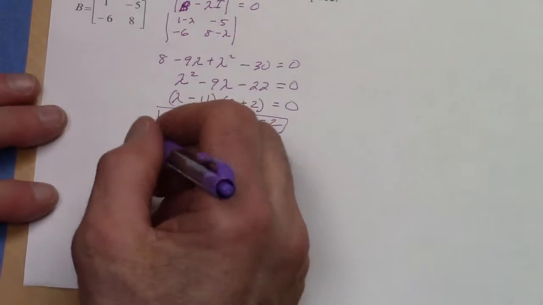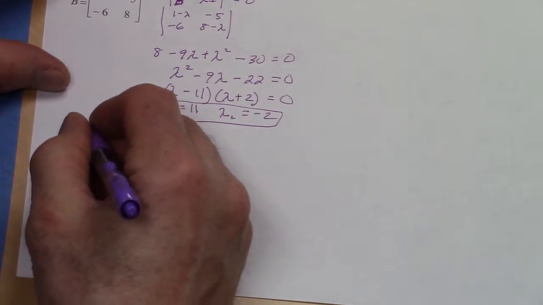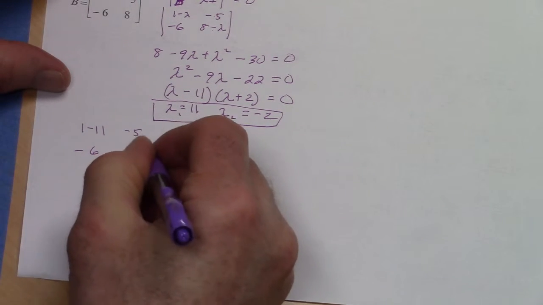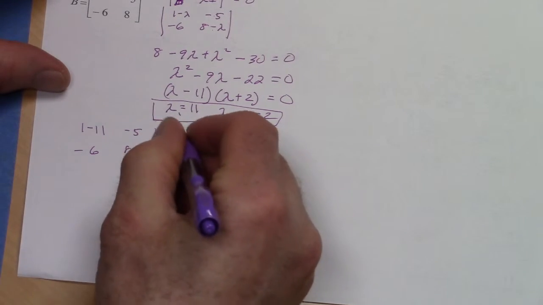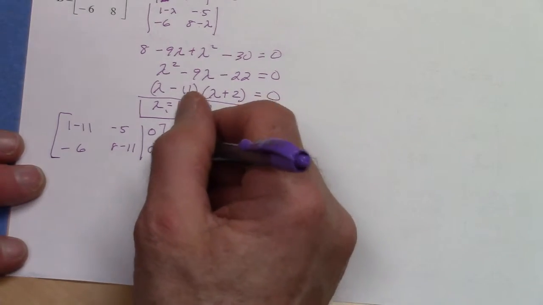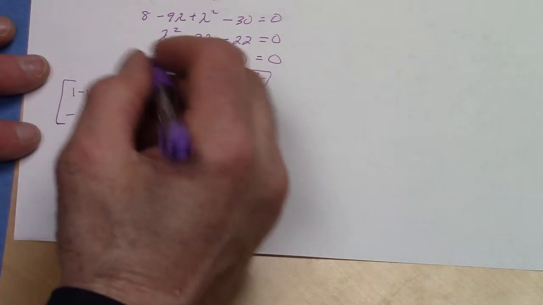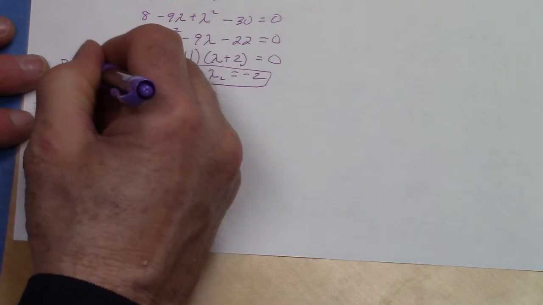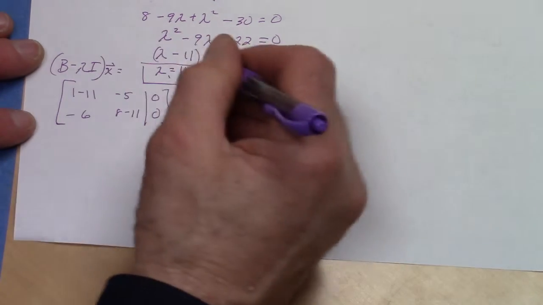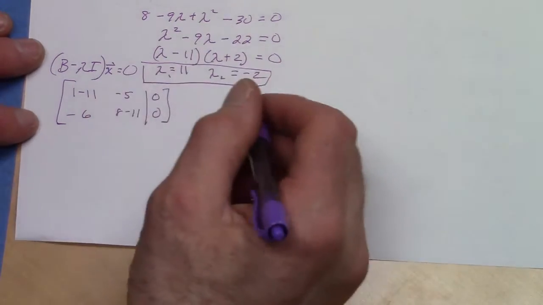So let's find our eigenspace corresponding to lambda equaling 11. We go back and take 1 minus 11, and negative 5, then negative 6 and 8 minus 11. And we know that an eigenspace is really just a special type of null space. So we take B minus lambda I in this case. Remember, B minus lambda I times any eigenvector should give you 0. That's how we find the eigenspace.